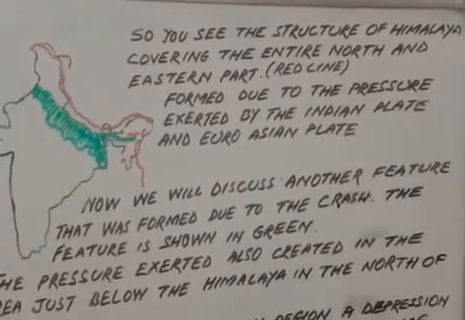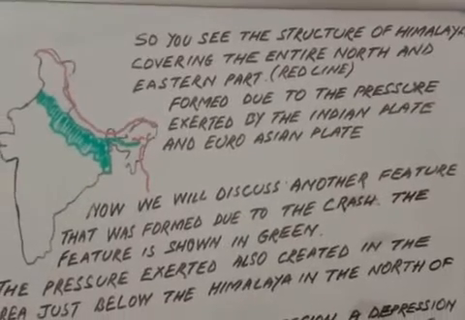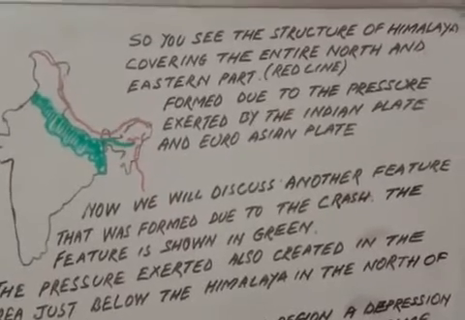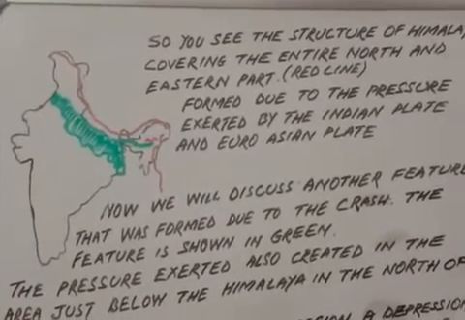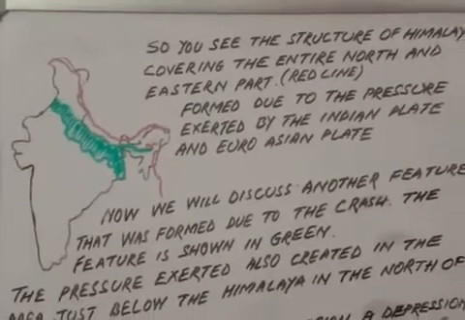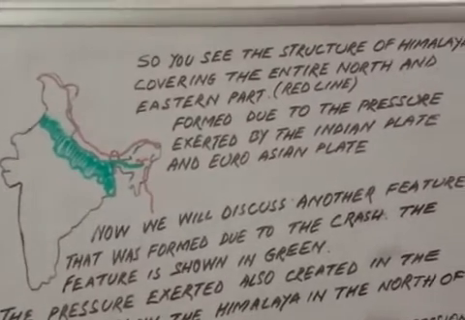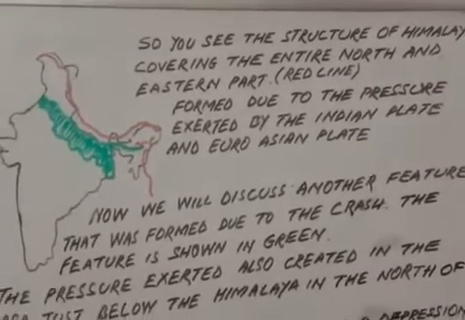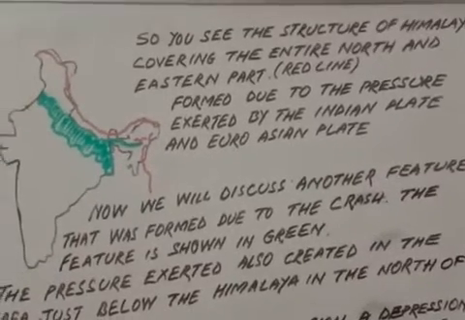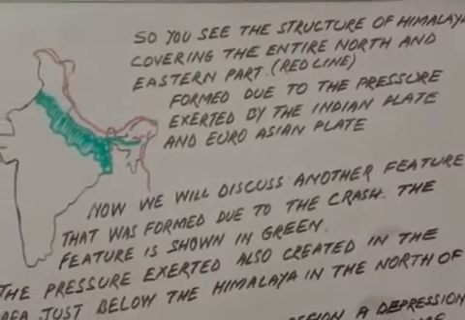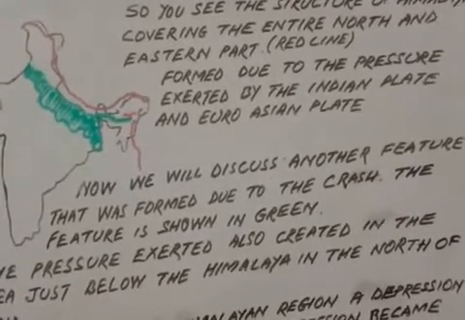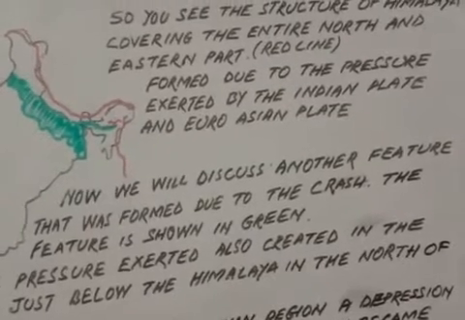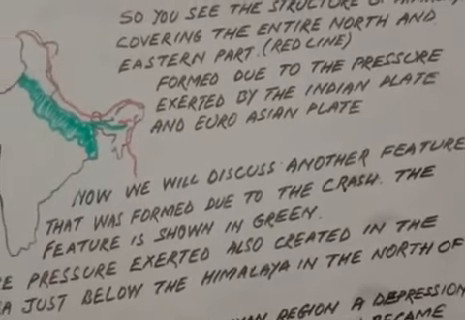So you see the structure of the Himalayas covering the entire north and northeastern part of India. If you see the map, you will see a red line on top, and that is the extension of the Himalayas. It starts from Kashmir and goes down till Burma. It continues from north till the northeast part of India. This is formed due to the pressure exerted by the Indian plate on the Eurasian plate.